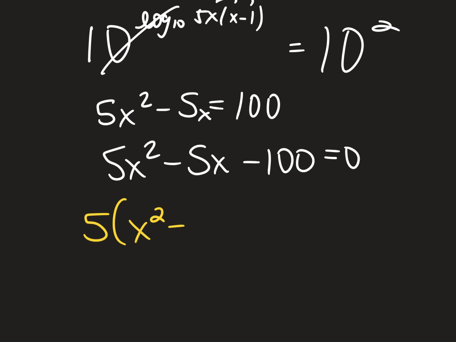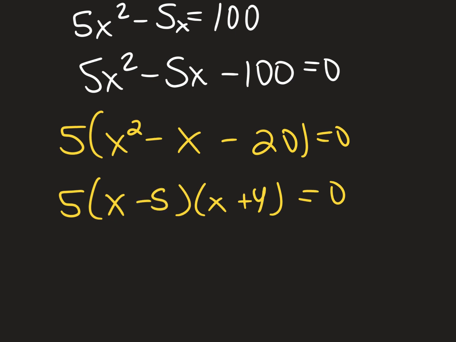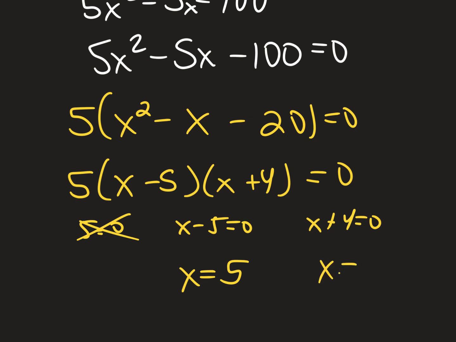So x squared, hang on one sec, Gigi. Minus x minus what? 20 equals 0. Question? Oh, okay. So I have my 5 out here. What times what, guys, will give me a negative 20 when I multiply, but a negative 1 when I add? What kind of 5, what kind of 4? Awesome. Minus 5 plus 4. So I'm going to say 5 equals 0, x minus 5 equals 0, and x plus 4 equals 0. Does 5 ever equal 0? No. So this is x equals 5, and this is x equals negative 4.